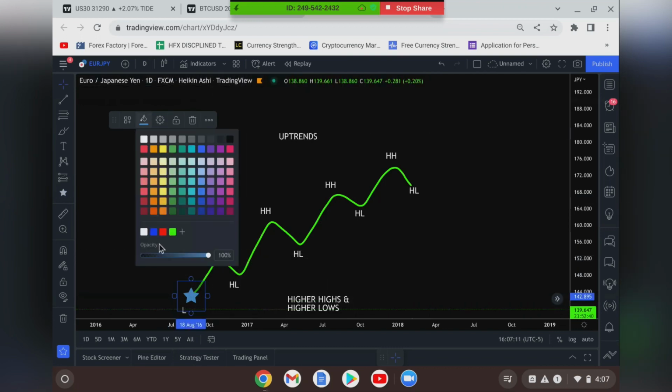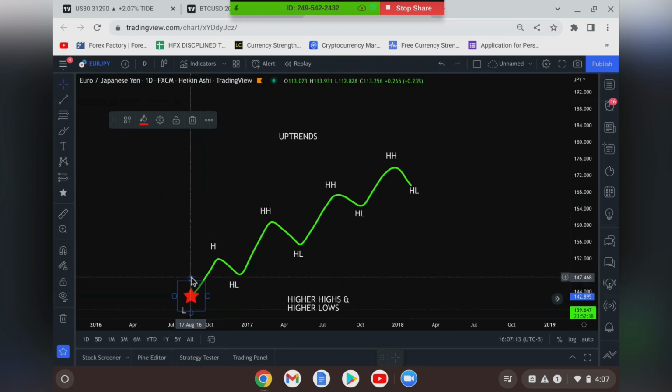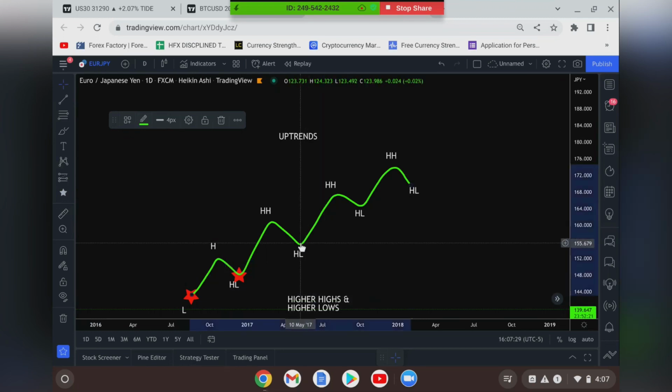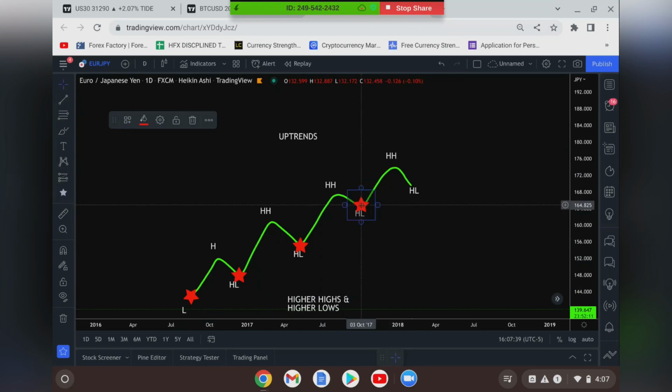Let me make this red for low. We're going to make this color coordinated. Can I make this smaller? No? All right, I can't make it smaller, so we're going to leave it like that. So this is our low. Then we have our higher low, then we have another higher low right here. Then we have our next higher low right here, and then we have our final higher low within this trend.